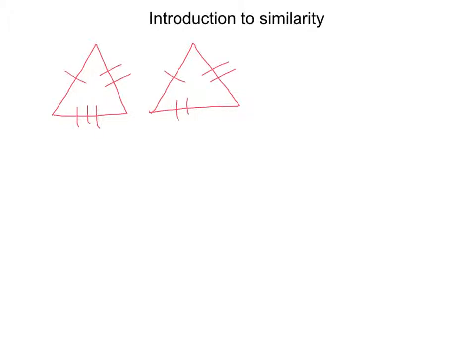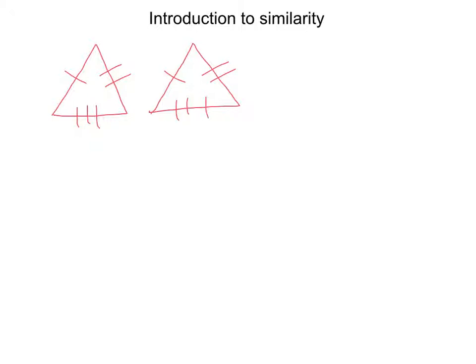This video is going to be about similarity. Before we talk about similarity, let's remember what congruence is. Congruence is when two shapes have the exact same size and shape. So these two triangles, we could put one right on top of the other, and they would match up. If you put your hands on top of each other, your hands are congruent.